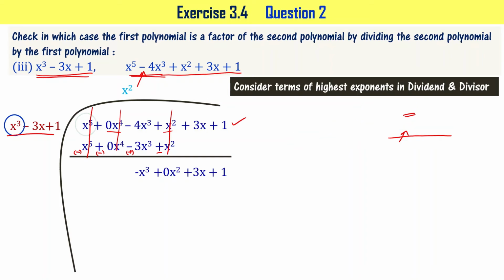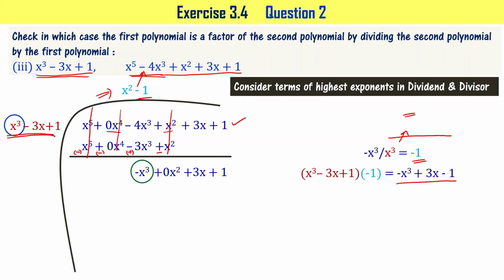Now in this particular expression, you see minus x cube has got the highest exponent. Now let's divide minus x cube with x cube. So the answer is -1. This -1 has to be part of your quotient here. So the quotient now is x square minus 1, right? Let me multiply the divisor x cube minus 3x plus 1 with this -1, so that you have the answer minus x cube plus 3x minus 1. Let me subtract that from this particular expression.